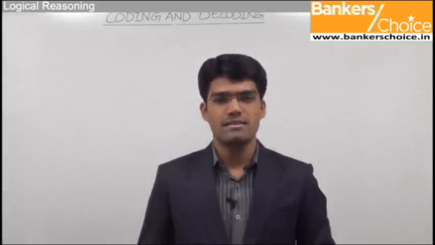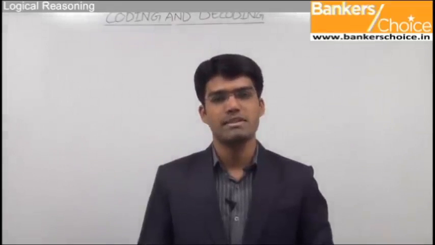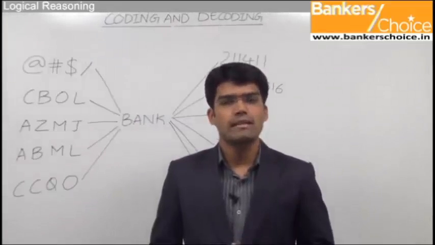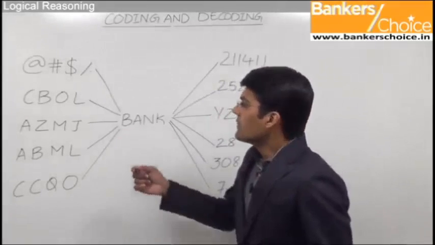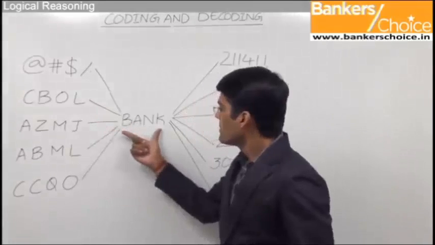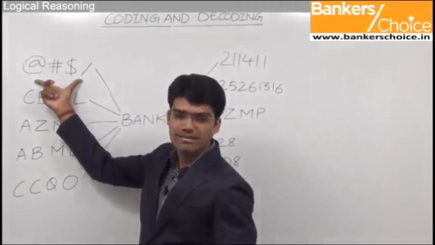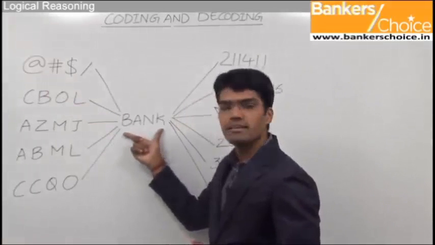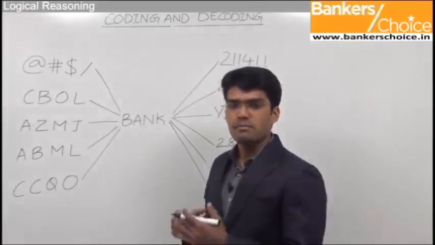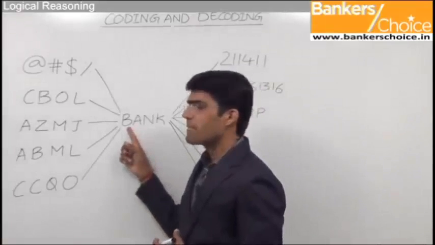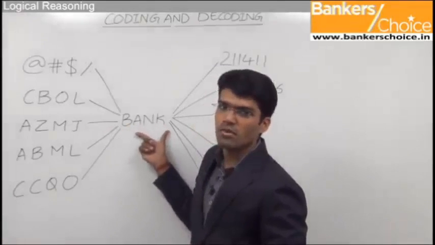So let us first discuss some very popular logics from this topic and then we shall move ahead with different examples. Let us now look at the various ways of coding the word bank. If you take the first example here, the word bank has been coded as $#$%. That means the complete word here is represented with the help of various symbols. Now the simple logic here is each letter is represented by a particular symbol and that has to be considered as the coded form for the given letter.